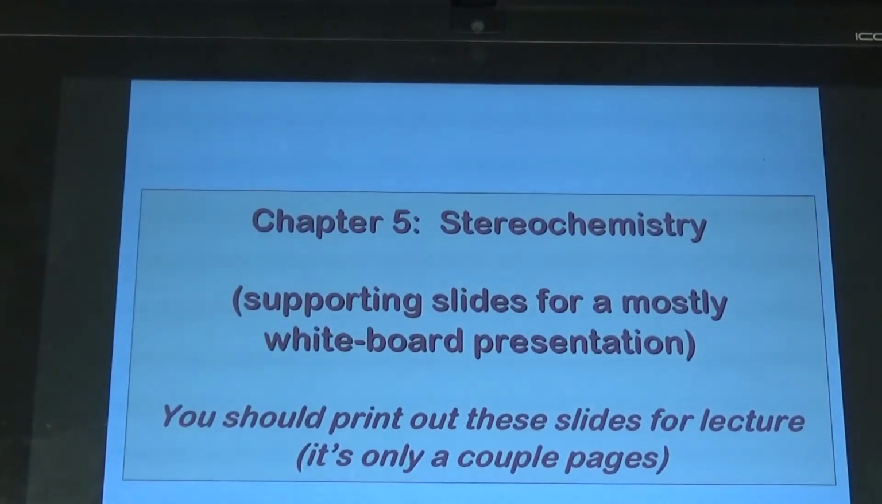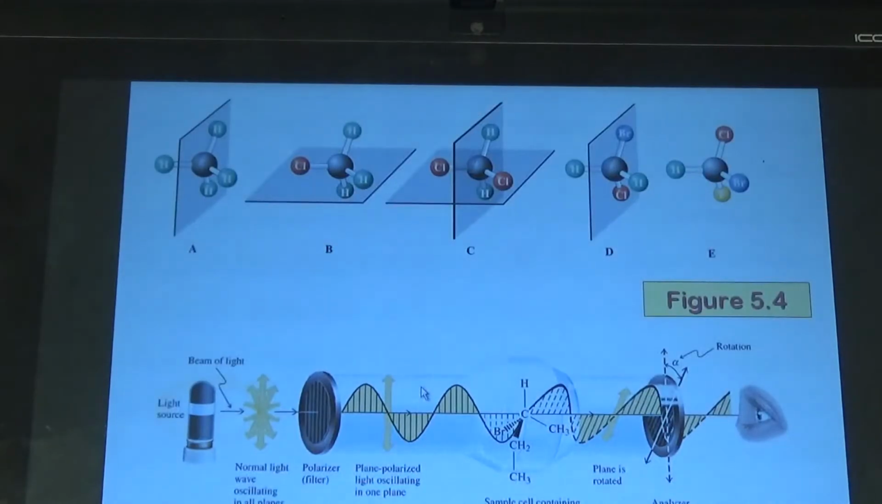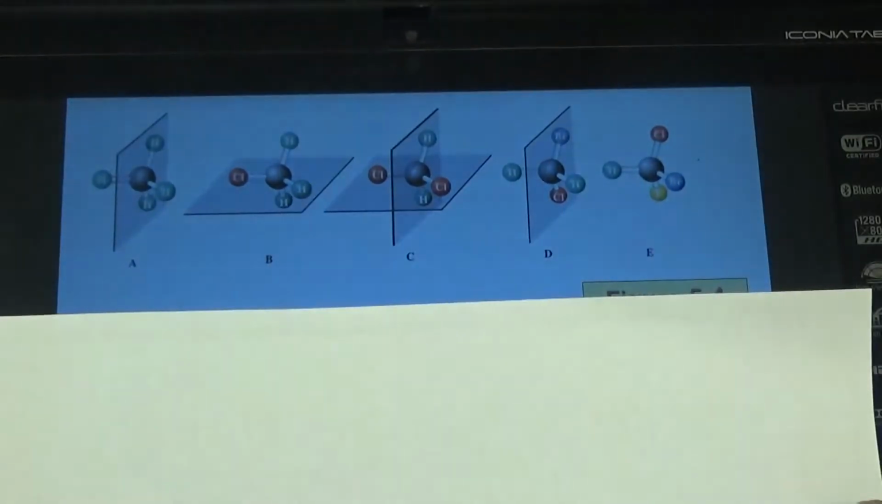All right, so we're looking at the Chapter 5 slides that are on the website. Chapter 5 Stereochemistry. Supporting slides for a mostly whiteboard presentation. We do this from time to time. This will have a couple slides that are useful for this chapter. This is the first slide. I'm showing figure 5.4 from the book. I'm going to cover the bottom as we don't really need to see that right now.